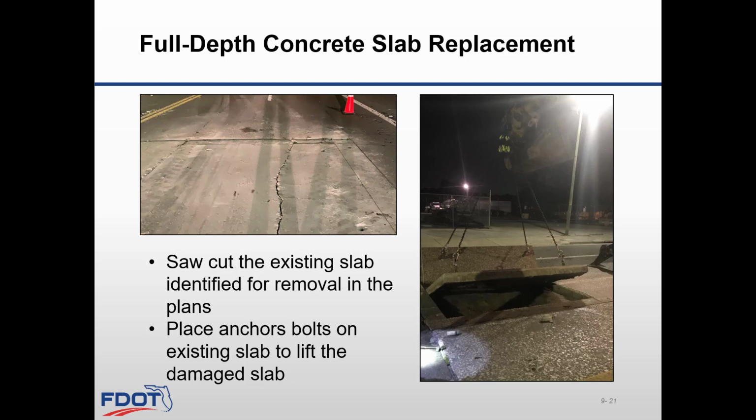This could be 6 foot, a half a slab, or a full slab, depending on the distresses on the slabs. The minimum dimension recommended is 12 feet wide by 6 feet long. Place anchors on the existing slab to lift the slab carefully, not to damage the base. Refer to general notes on Standard Plans Index 353-001, 1 of 2 for more details.